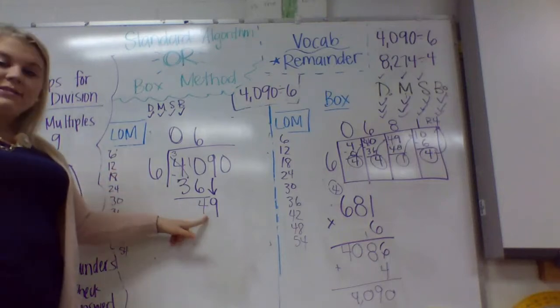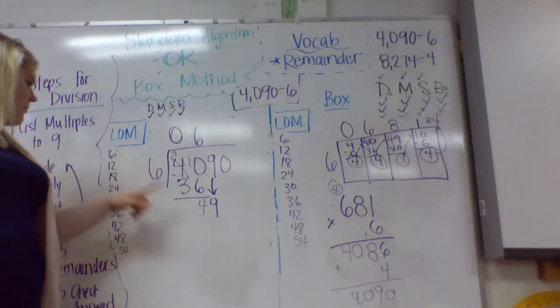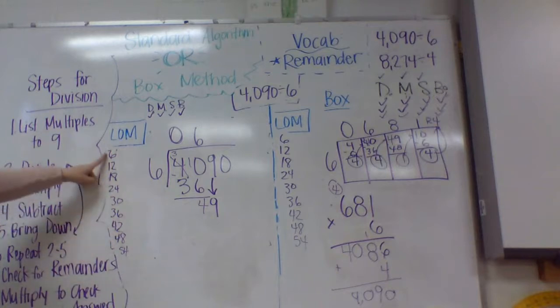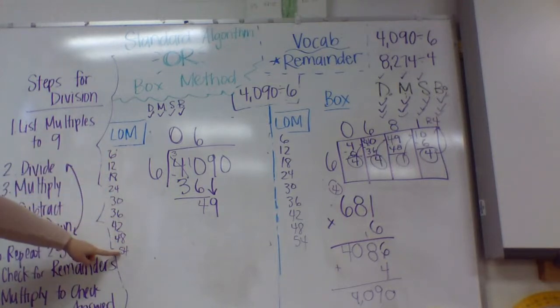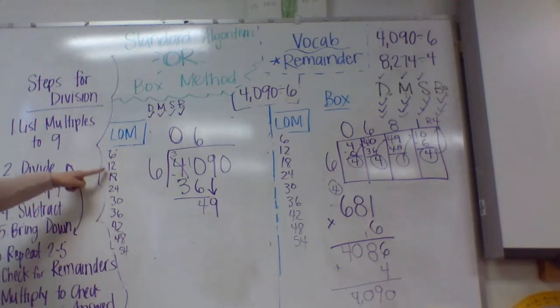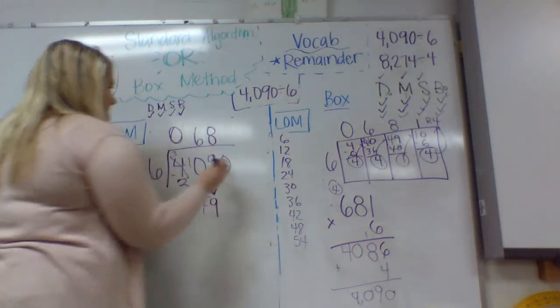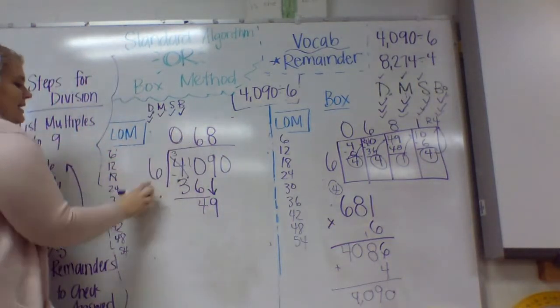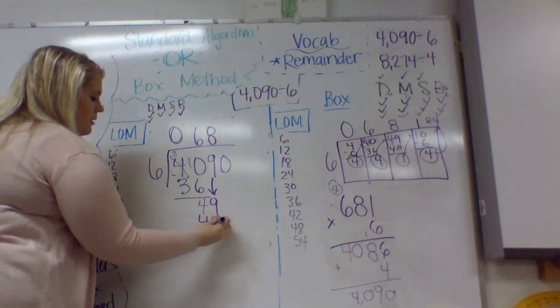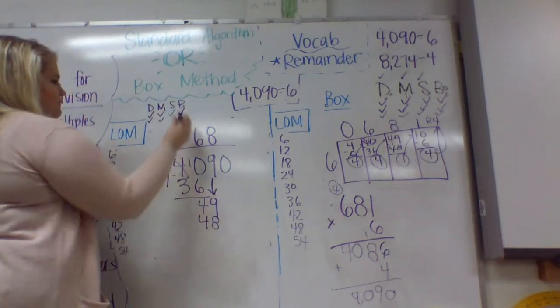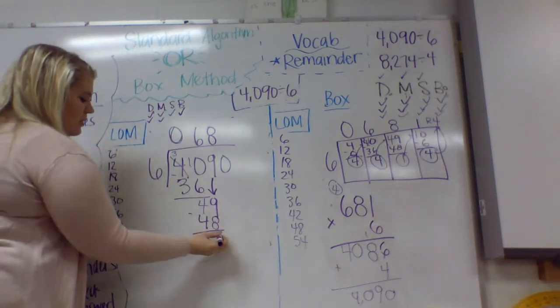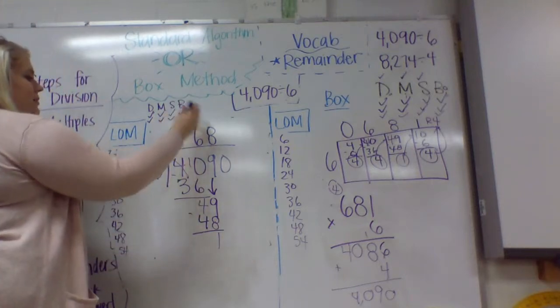How many times can 6 go into 49 without going over? Let's see, how close can we get? 48 is awful close. 54 is too many, so I need to jump back to 48. That is 1, 2, 3, 4, 5, 6, 7, 8 times. 8 times 6 is 48. When I subtract those, I get 1.